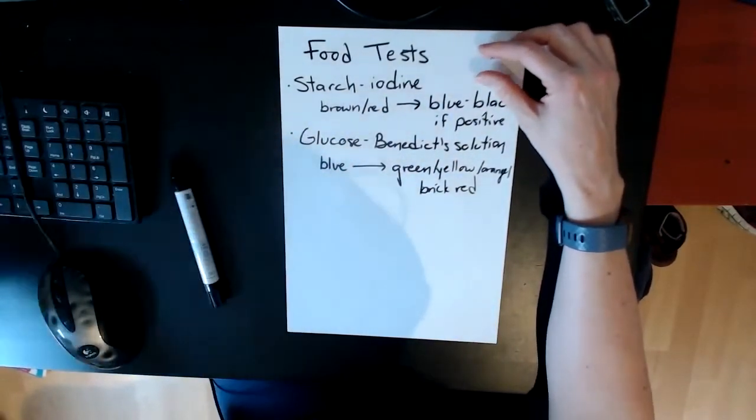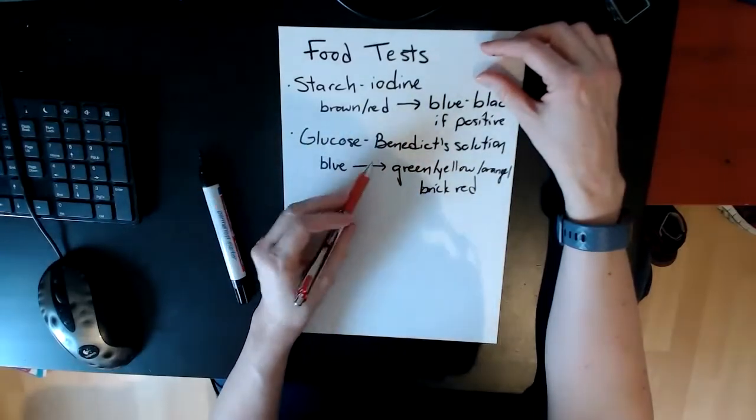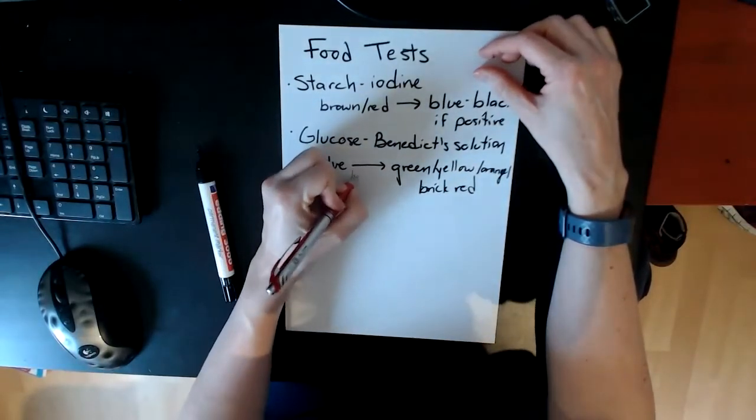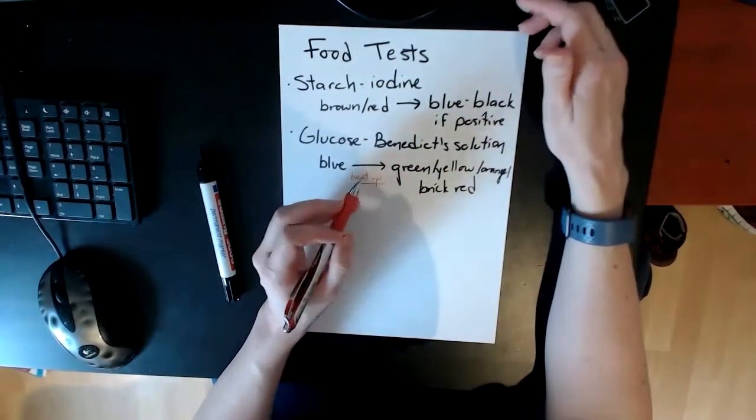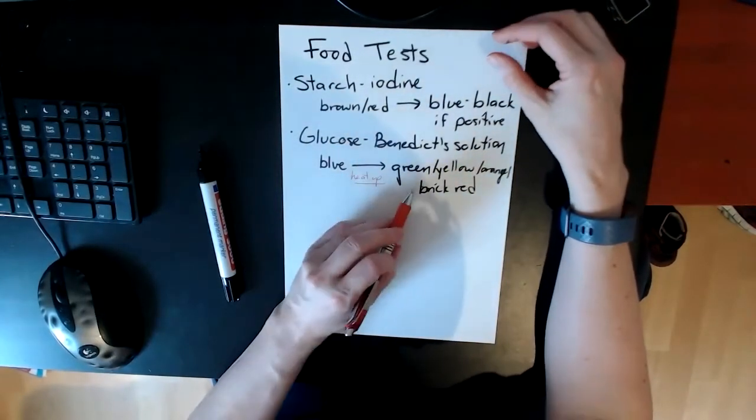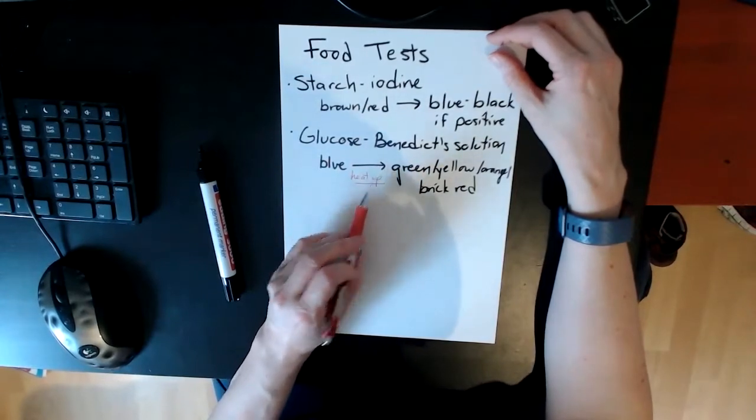But the key thing about this is that it's not enough to just add the Benedict solution. You have to add it and then you have to heat it up. So this color change, what you're actually doing is you're reducing some copper sulfate ions, but this color change doesn't happen without the addition of heat.